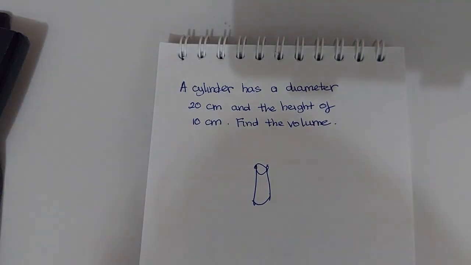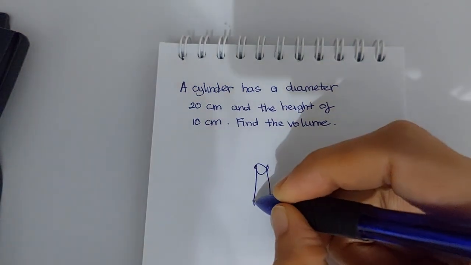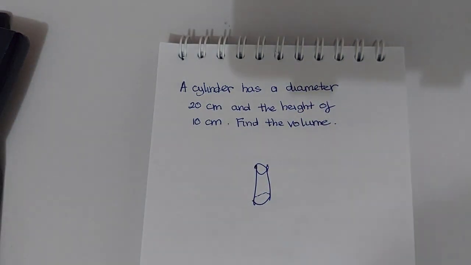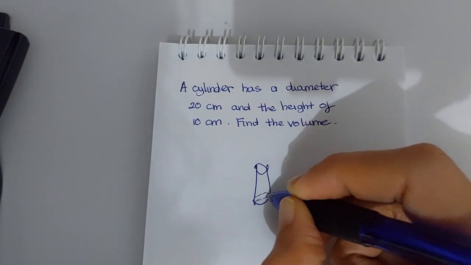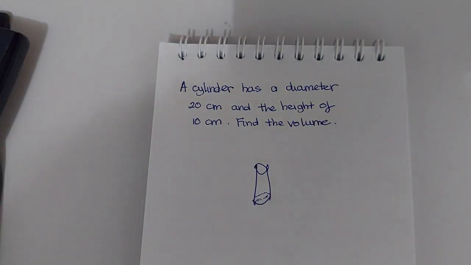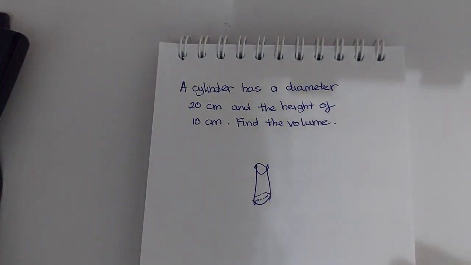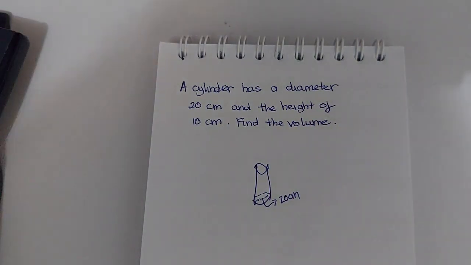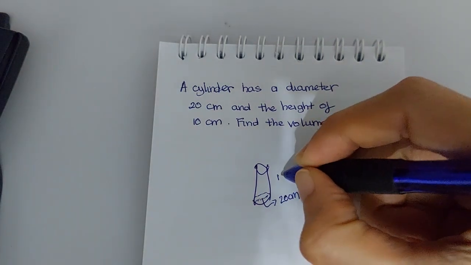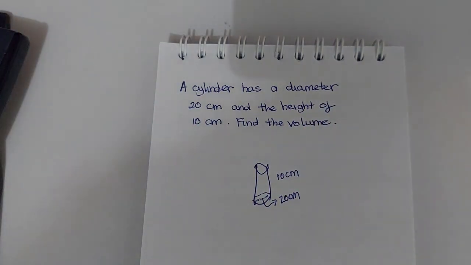Okay. The cylinder has a diameter 20 centimeter. So the base of the cylinder, of course, is a circle. And then you can draw the diameter there. This is the diameter, the chord passing the center of the circle, that one is a diameter 20 centimeter, right? And then the height of the cylinder is 10 centimeter. Now, come on. You should remember the volume of a cylinder. What? The area of the base, you times it with the height of the cylinder, right?